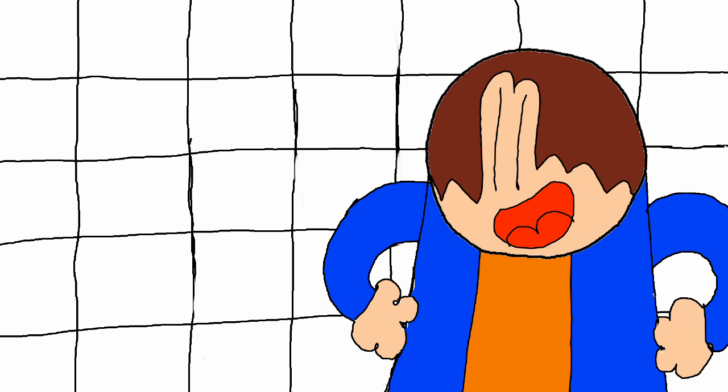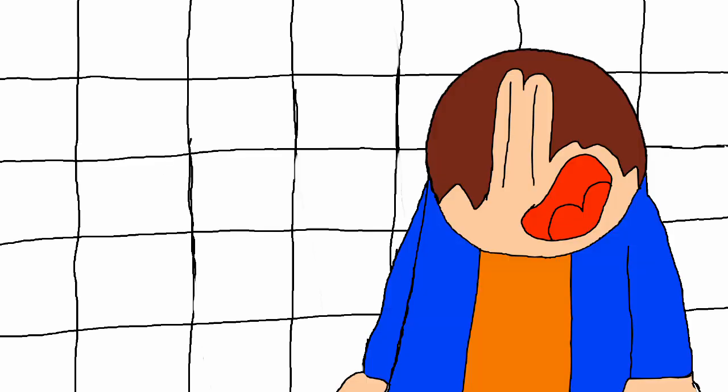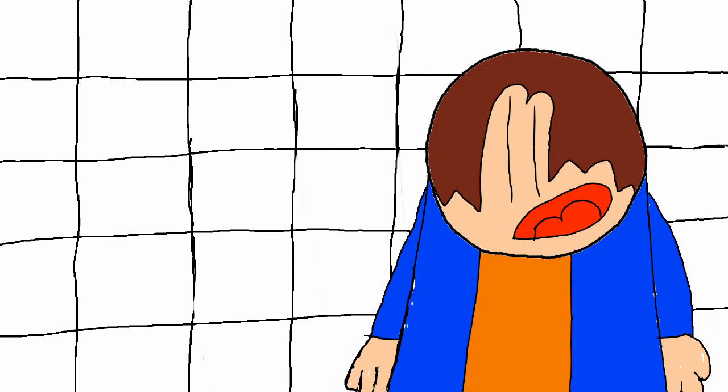The equation is y is equal to y1 plus open parentheses the change in y times open parentheses x minus 1 close parentheses close parentheses. Now, as I said, I could not find any documentation of this, anywhere. Now you might be wondering, what does that all mean? Well, if you shut up and let me tell you, then maybe I'll give you an answer.